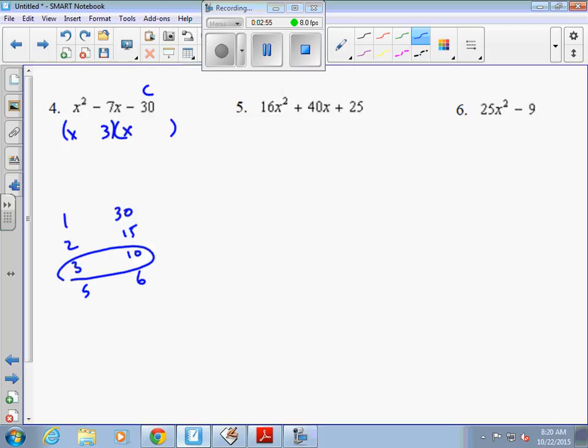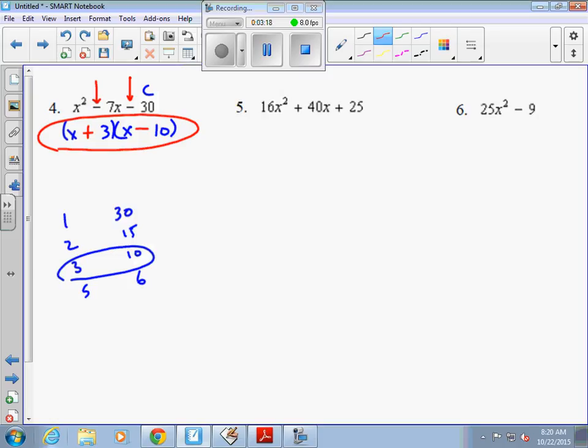So 3 and 10. This sign right here tells you that they're different signs. Remember, negative means they're different. Positive means same. Negative means different. Since they're different, this sign tells you the larger one. 10 is larger. It's negative. 3 is smaller. It's positive. Plus 3 minus 10.